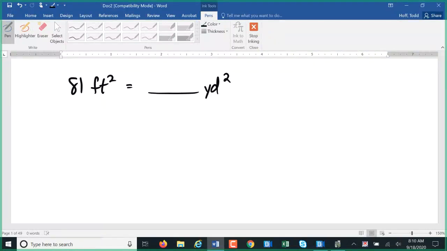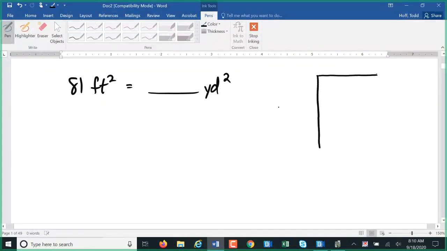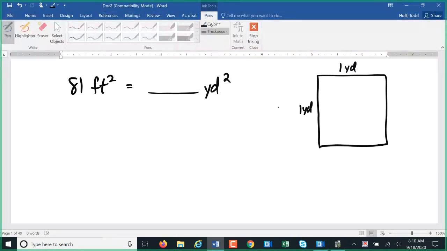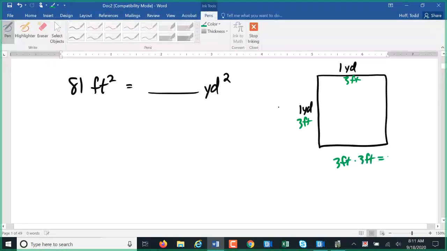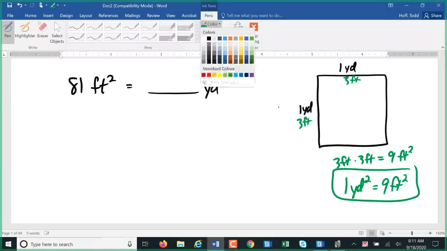So 81 square feet into square yards, we have to know what the conversion factor is for square feet to square yards. So you start out with the larger unit, which is the yards, and you think of a square yard as 1 yard by 1 yard. Well, 1 yard is 3 feet. So that's 3 feet by 3 feet. So the area of that is 3 feet times 3 feet, or 9 square feet. So 1 square yard equals 9 square feet. It's just the 3-foot linear conversion factor squared.